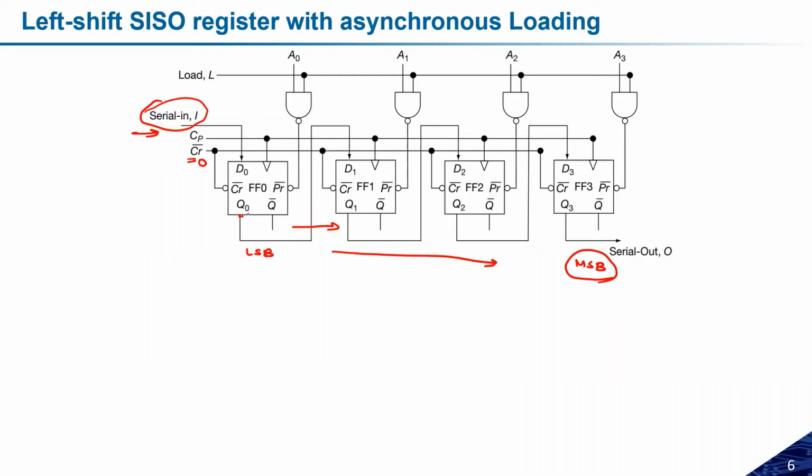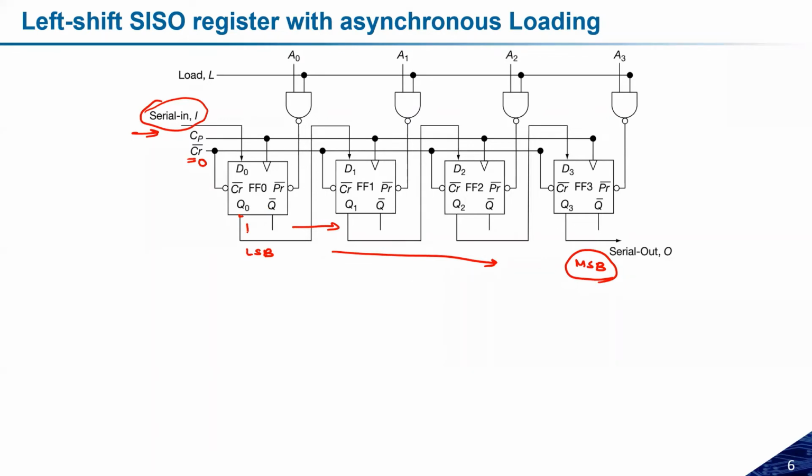And vice versa. Now what happens if I want to preset? Whatever data I have stored in this flip-flop, I need to make it logic 1. This is the role of preset.